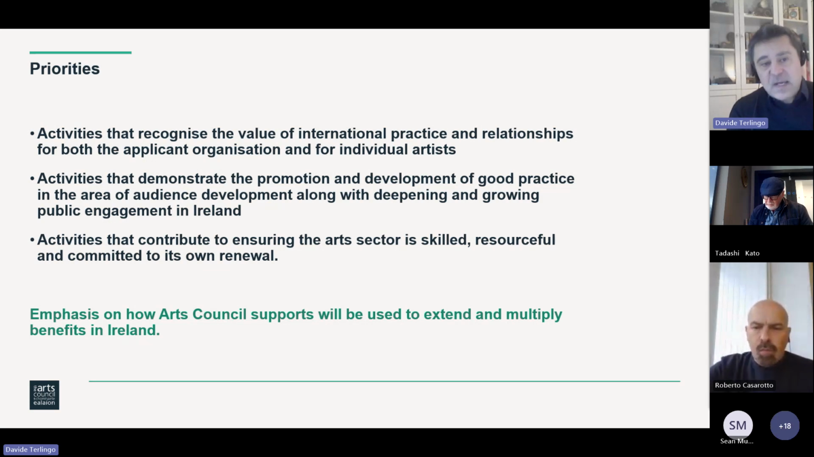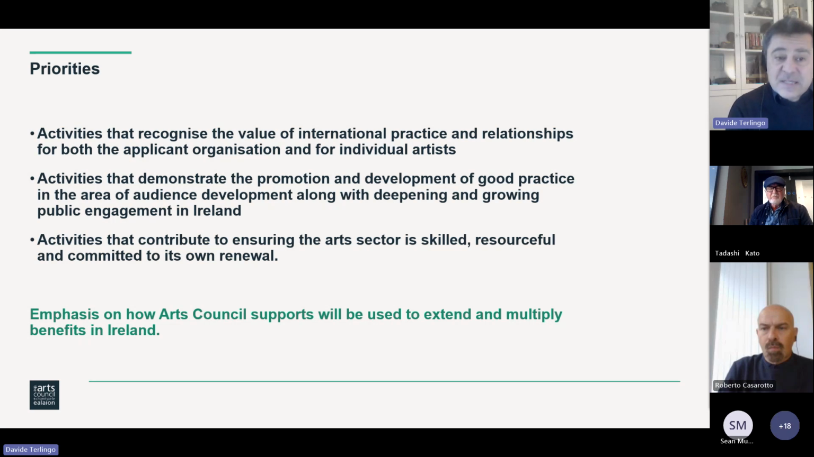And the third one is activities that contribute to ensuring that the arts sector is skilled, resourceful, and committed to its own renewal. So that is not only about public engagement, because some activities in your proposal, I'm sure, will perhaps not have any aspects of public engagement, as I mentioned before, like residencies or perhaps just mentoring for artists. But we want also to make sure that these international activities help the arts sector in Ireland to grow and be better resourced, because ultimately that's also what it's all about.